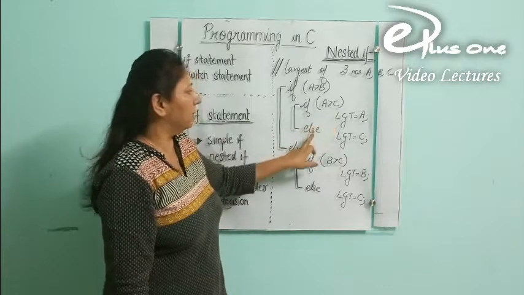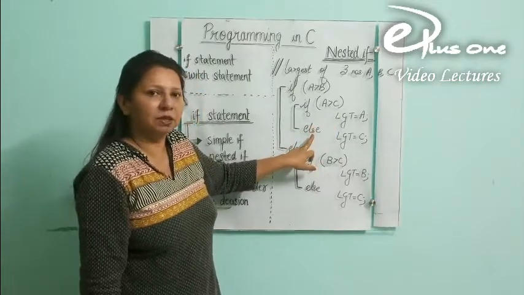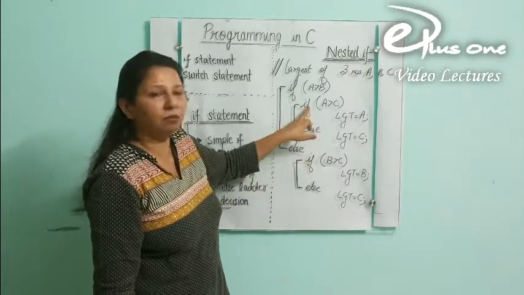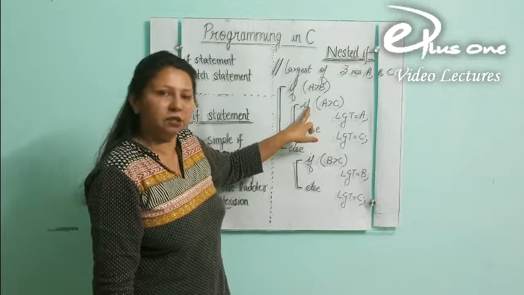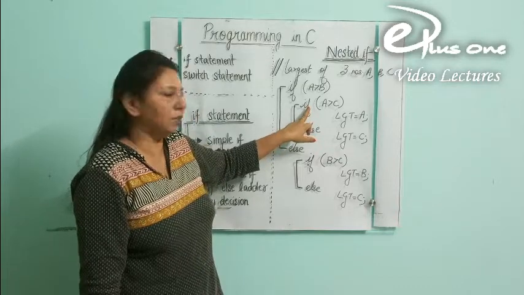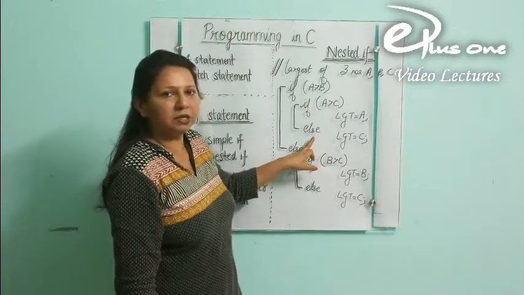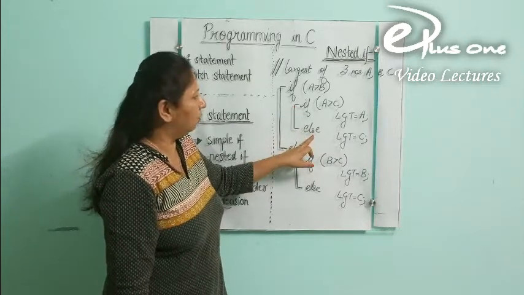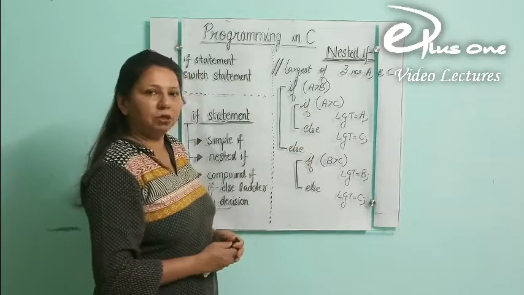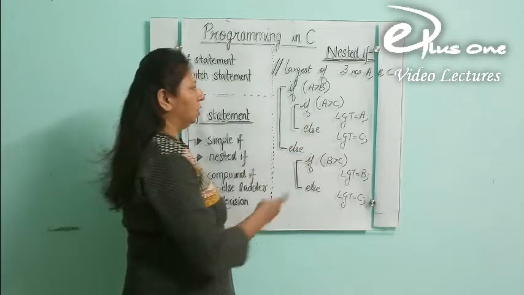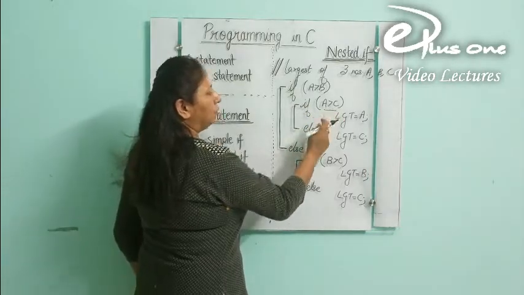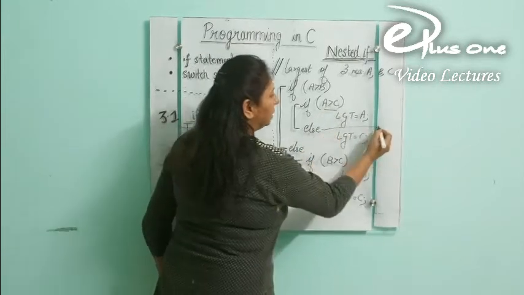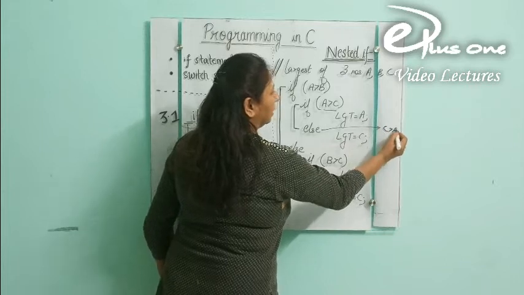Now what happens when I write one else statement? Now see, this else statement is actually matching with the innermost if. This is the syntax of the C programming language. Whenever you write the first else, it has to match with the innermost if. So when I say else for this particular if, I mean to say that this particular condition has become false. So if this condition has become false, this else will mean that C is greater than A.